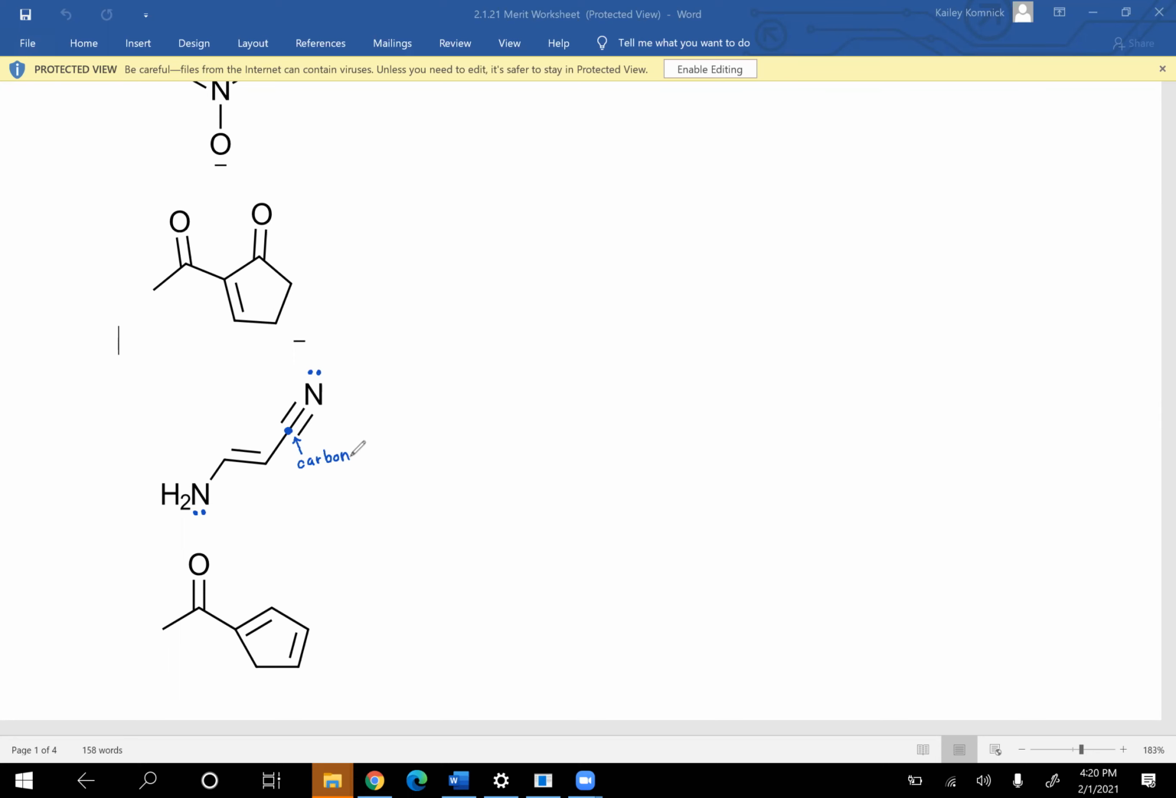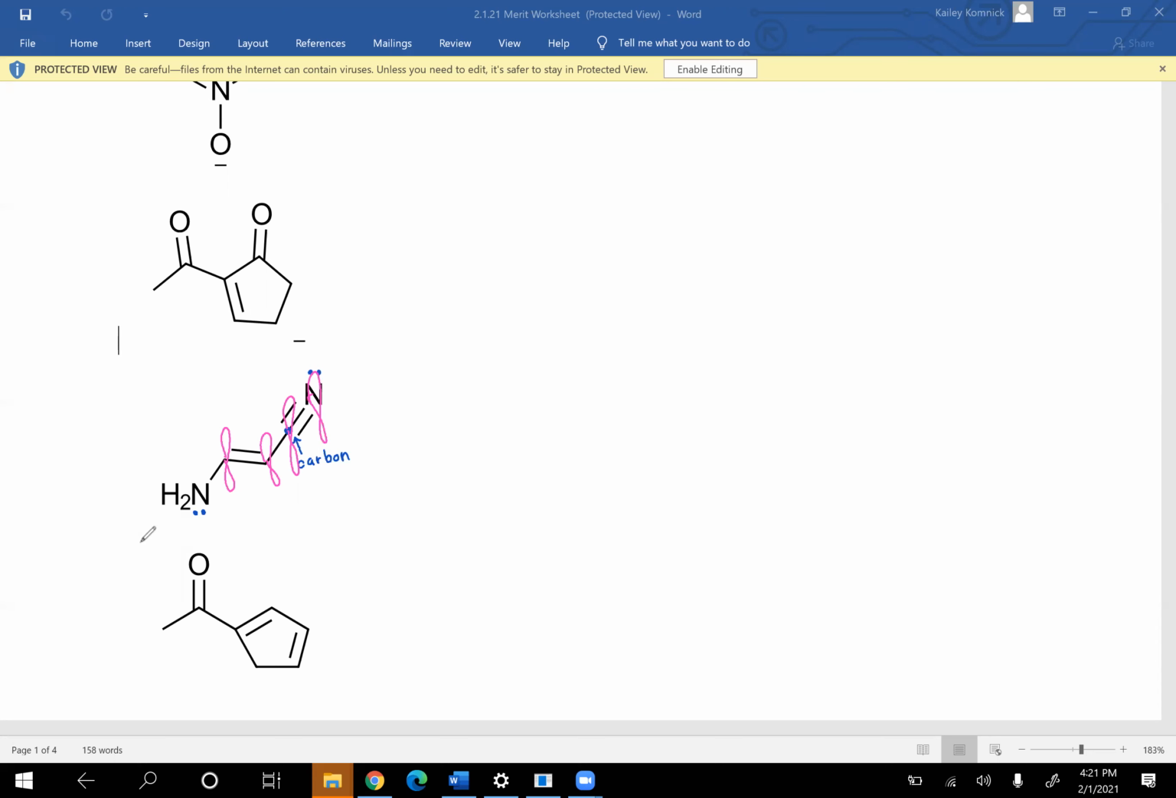When we are drawing resonance structures, we want to first identify which atoms actually have p orbitals. So that's what we're going to do. We're going to start out just by determining which of these atoms have p orbitals. We know that this atom and this atom are definitely going to have p orbitals because they have pi bonds. Same with this carbon and this nitrogen.